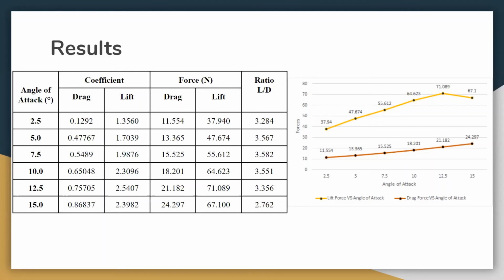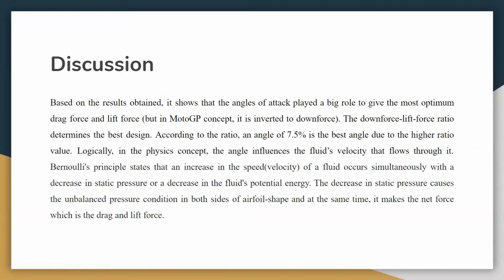The ratio shown is the ratio of the lift over the drag force. The higher the ratio is, the more the downforce outweighs the drag force. In MotoGP bikes, we need the maximum downforce and the minimum drag force. So I will pass the presentation to Pak Farhan. Sorry, thank you, Shamimi Fatihah.